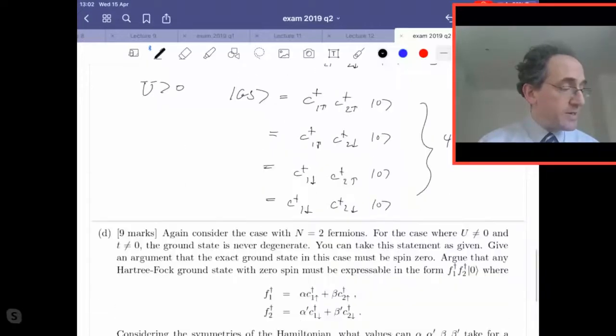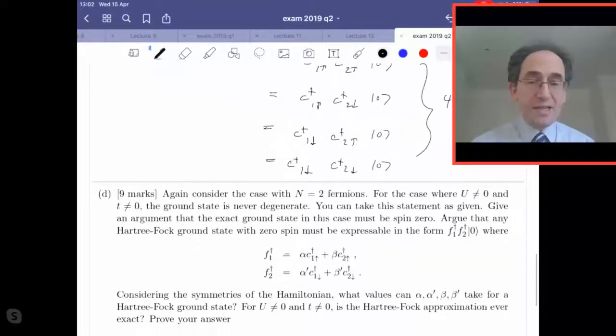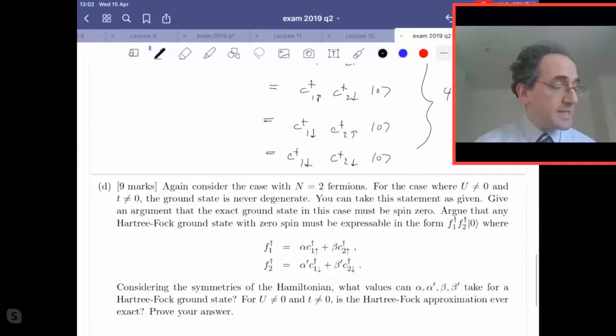Now the hard part is the last part of the problem. The last part of the problem is to consider the case with n equals 2 fermions again, but we're going to consider the case of U not equal to 0 and t not equal to 0.